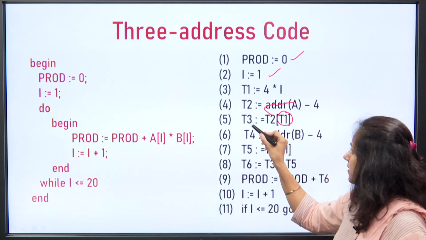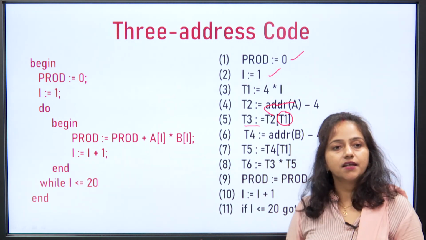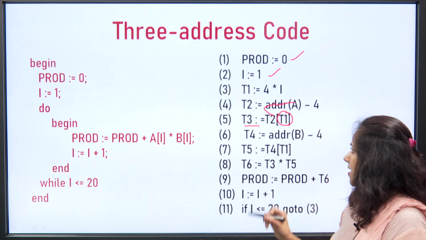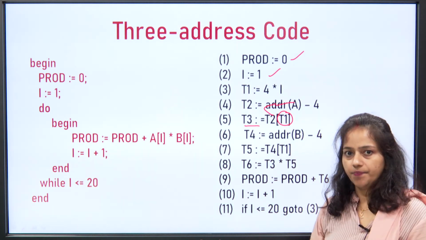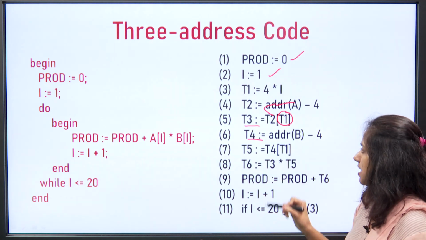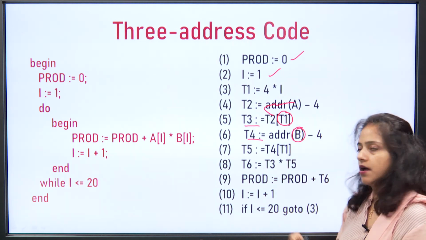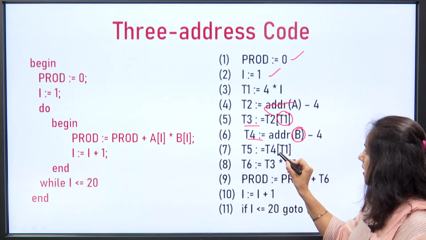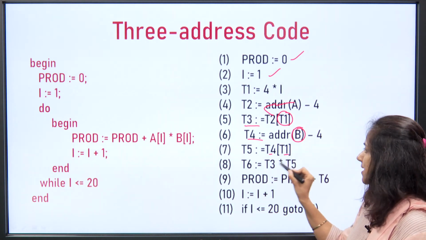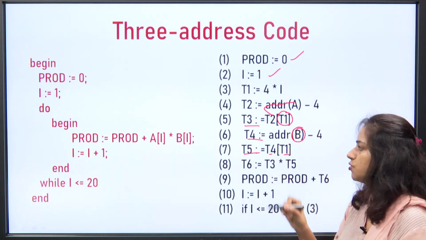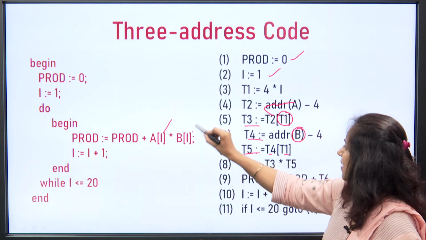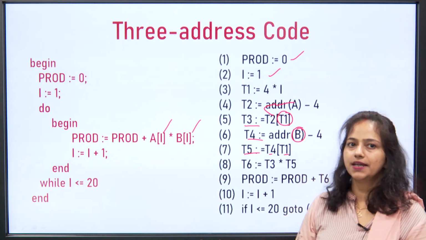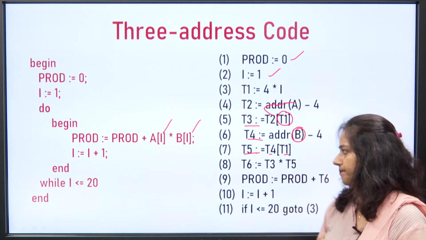So, what we can do, we can take another variable T3, and T3 is equal to T2 at T1. Similarly, we can calculate a T4 with respect to array B, and then at array B and for index T1, this value can be stored in T5. So, this is in T3 and this value is in T5, temporary variables in the intermediate code representation.